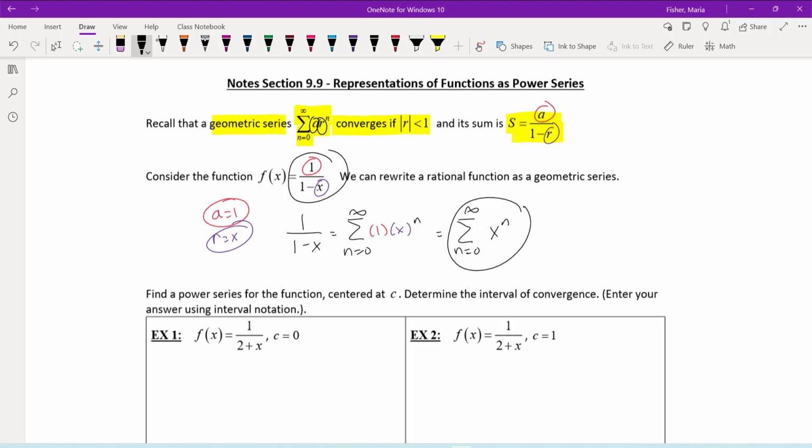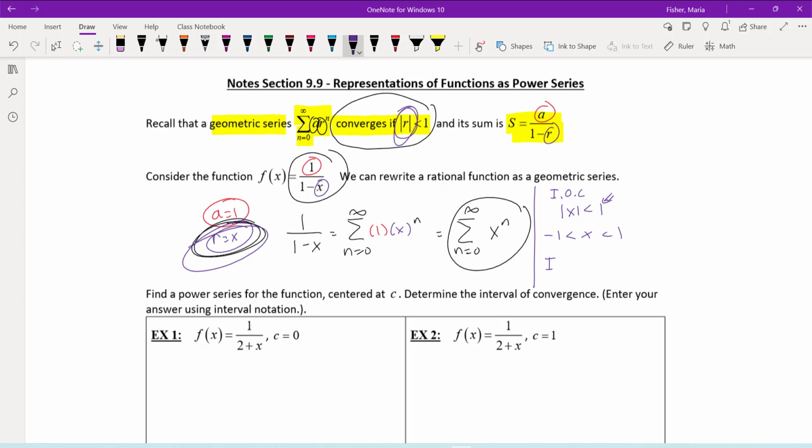If we wanted to find the interval of convergence, we would use the fact that a geometric series converges if the absolute value of r is less than 1. Well, in this case, r is x, so our interval of convergence is going to be where the absolute value of x is less than 1, because again, our r is x. Well, I know how to solve this. This is an absolute value less than inequality. It's sandwiched between the positive and the negative of 1, so this is just negative 1 is less than x, which is less than 1. We've already solved for x, therefore that interval of convergence would be from negative 1 to 1.